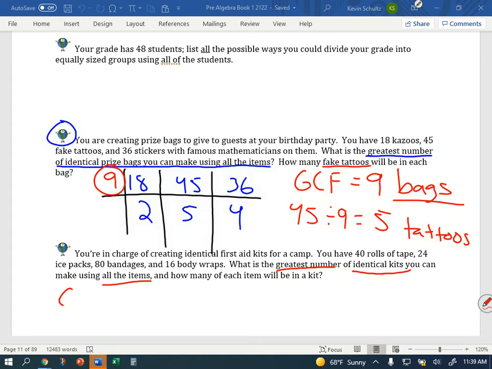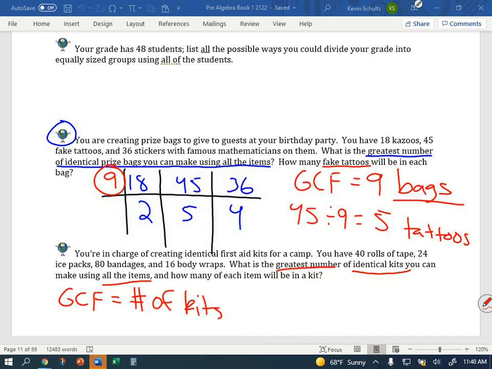So when you go through this and you solve for the greatest common factor, whatever that is, what is that going to represent? Don't tell me what it is, but what is it going to represent? In this case, you're making kits using all these items. What is your greatest common factor going to represent? Yeah? How many kits? Just like this one was how many bags, right? Your greatest common factor is going to be the number of kits, which is not your final answer, because you've got to tell me how many of each item is going to be in each kit.